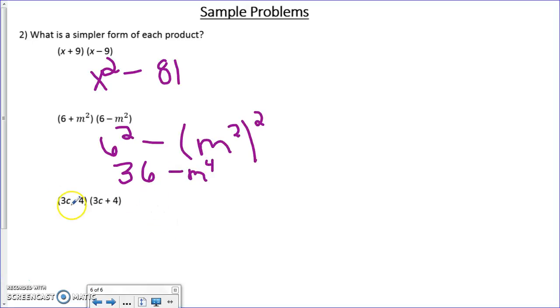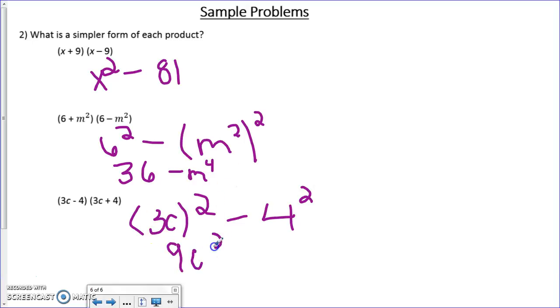And then we have (3c − 4) times (3c + 4). So a is 3c. We're going to square that minus 4 squared. Now again, 3c squared is not just 3c squared. It's 3 squared is 9c squared minus 16. And that's your special cases.